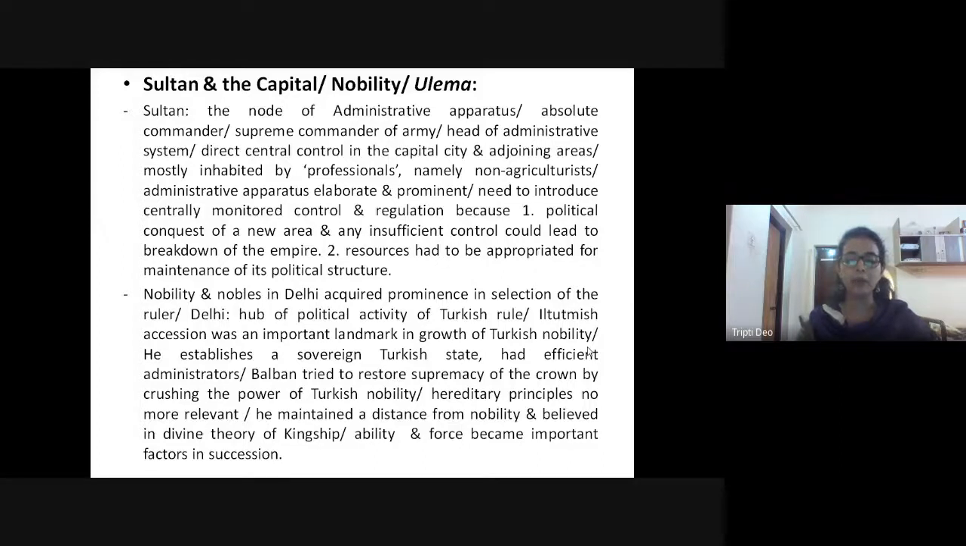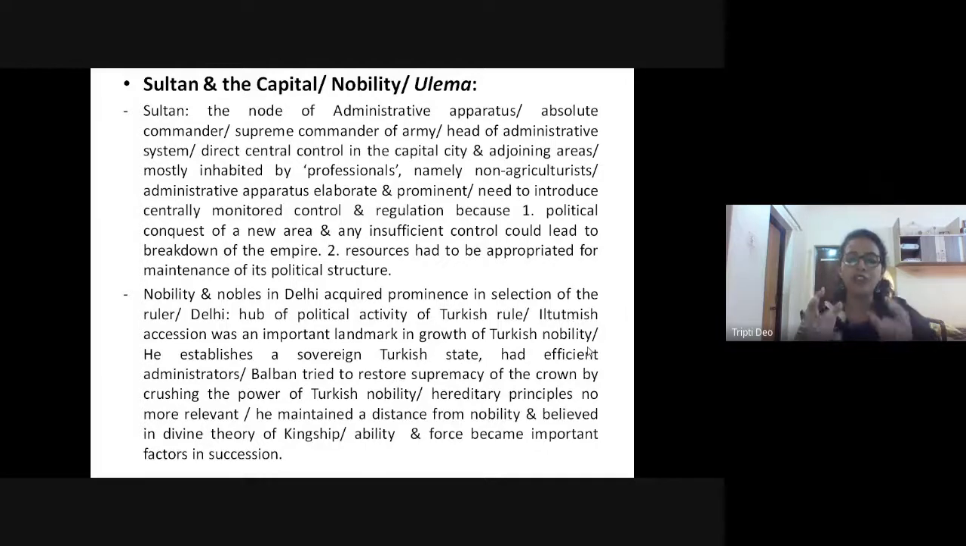Balban, when he came to power, tried to restore supremacy of the crown by crushing the power of Turkish nobility. So Balban did not come from Iltutmish's family. He was a son-in-law, but he came from a different clan, different family. And when Balban took power forcefully, in the sense that he conspired, he wanted his family, after Balban, to take control of the Sultanate, but that never happened.